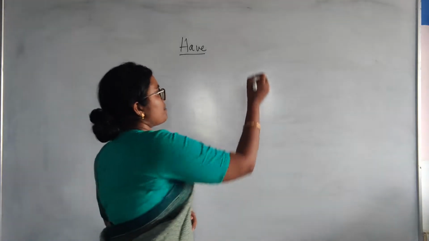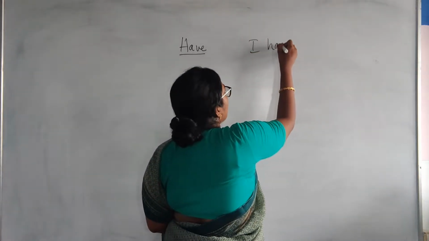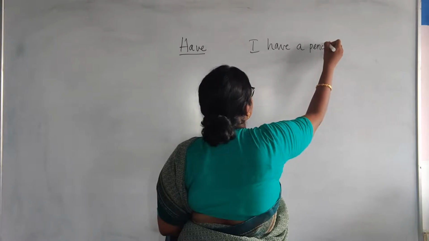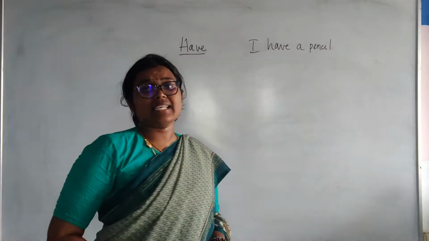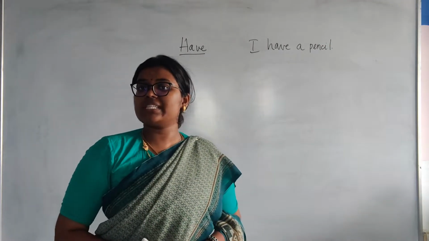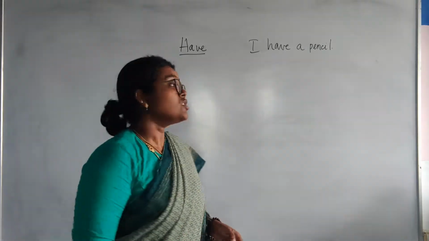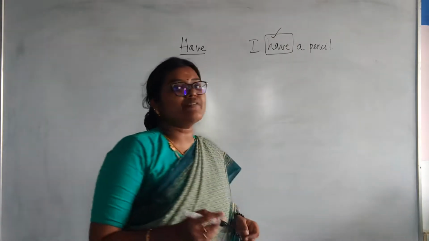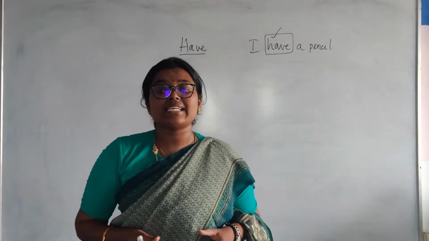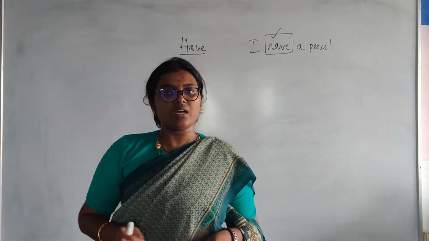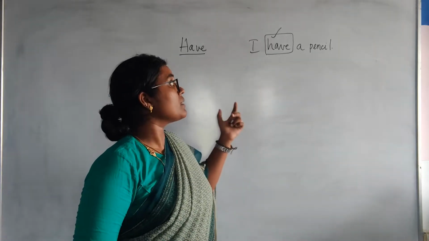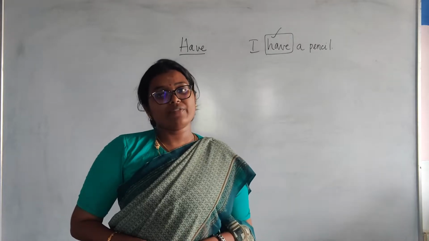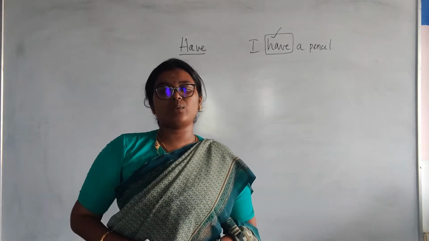Let me give you an example. I have a pencil. So when I say this, I have a pencil, it actually means that I possess a pencil. So when I possess something, we generally use have. And in this case, have is not just a helping verb, it is the main verb in this particular sentence. Because there's no other verb, have is actually used in the sense that I possess something. So have here is used as a main verb as well.